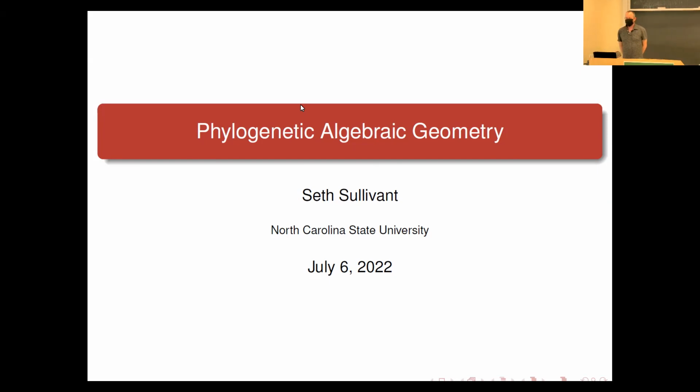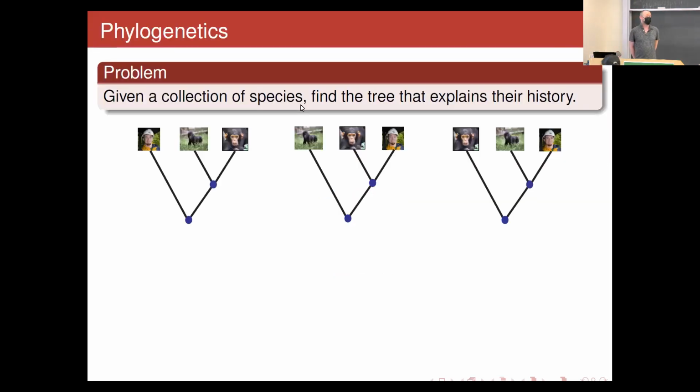Okay. So I'm going to be talking about some research that's at the intersection of algebraic geometry and mathematical biology. So let me just dive in to talk about what phylogenetics is about. The main problem in phylogenetics is this: you're given a collection of species, and you would like to find the tree that best explains their evolutionary history.